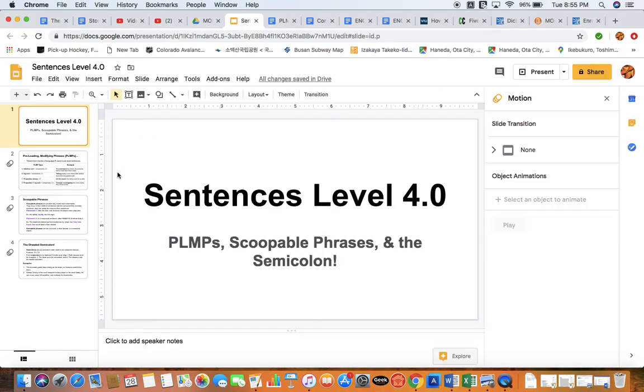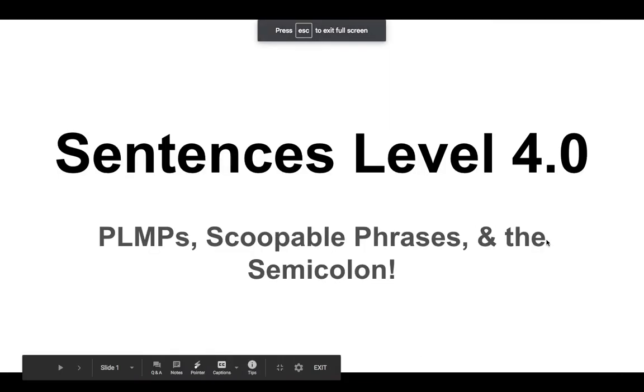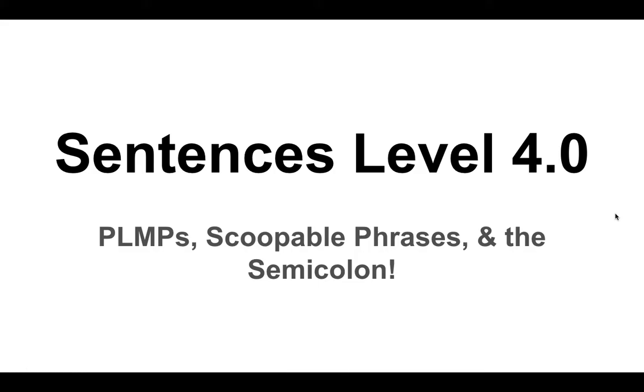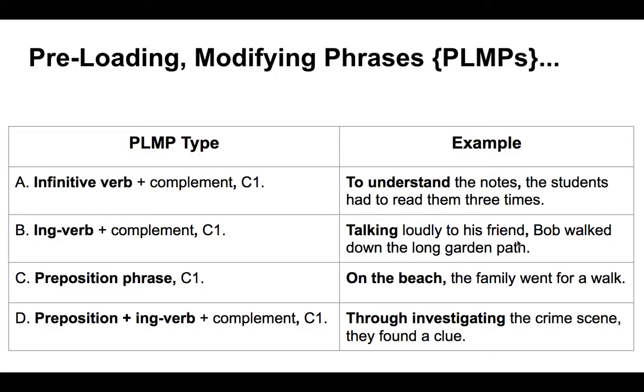So I've got this all prepped up and ready to go. We're going to look at the final types of sentences. So this is sentences level 4.0. We're going to be talking about PLMPs, scoopable phrases, and the semicolon. So first, let's talk about PLMPs. This is an acronym. It means preloading modifying phrases.